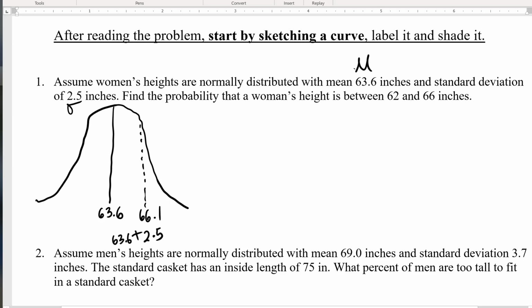Now I can also go to the left of that, would be the mean minus 1 standard deviation, so 63.6 minus 2.5 would give us, what is that, 61.1. So we want between 62 and 66. Those are not exact values this time. Those are not exact z-scores. 66 is more like right in front of this 66.1.